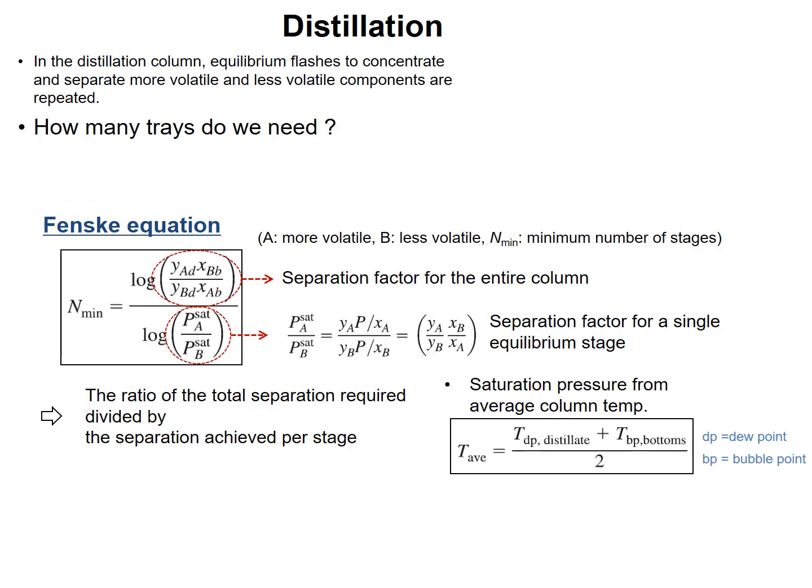I have said the distillation column has several trays and stages. So my question is: how many trays do we need to reach the specified specification or purity or recovery? The Fenske equation is the equation to determine the minimum number of stages.